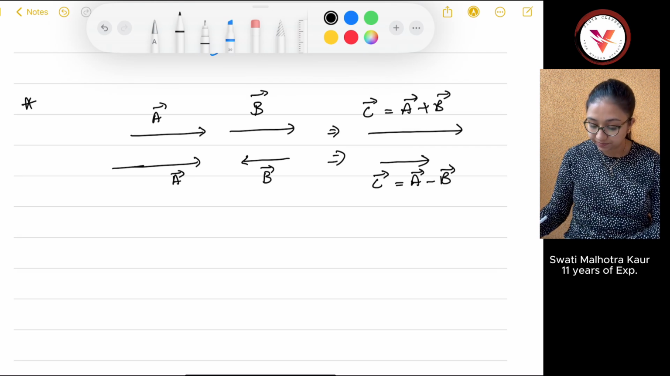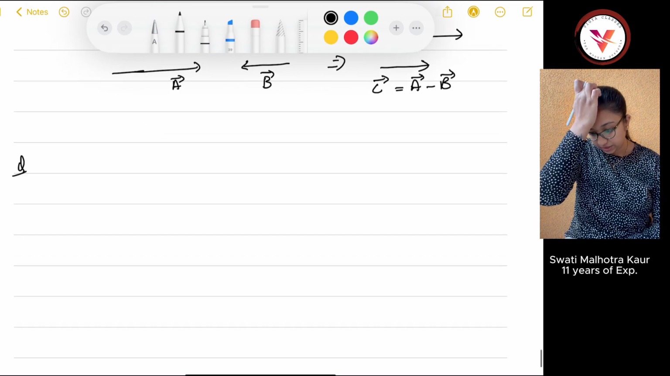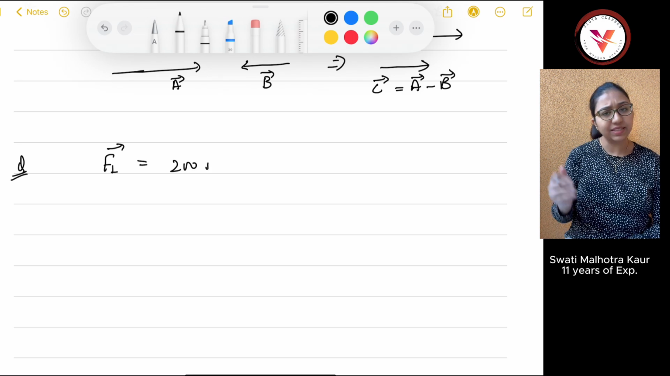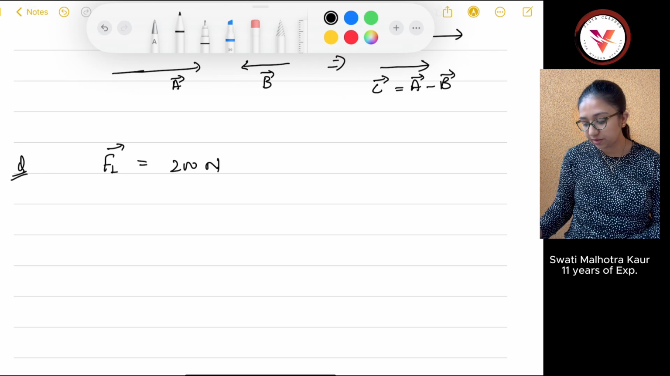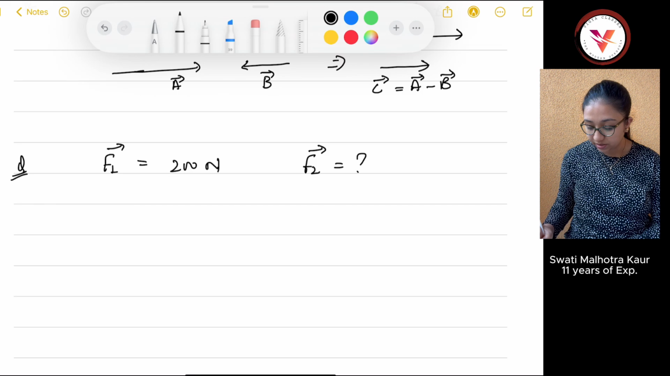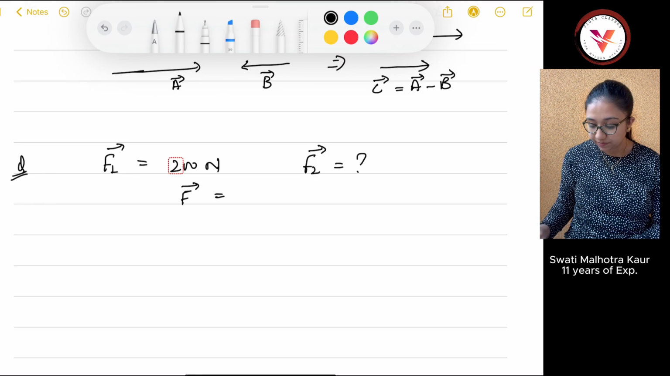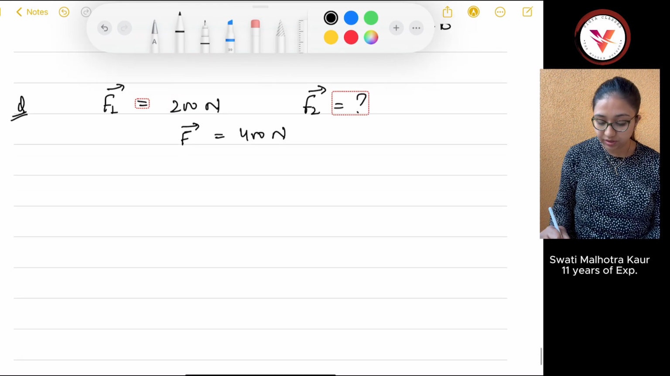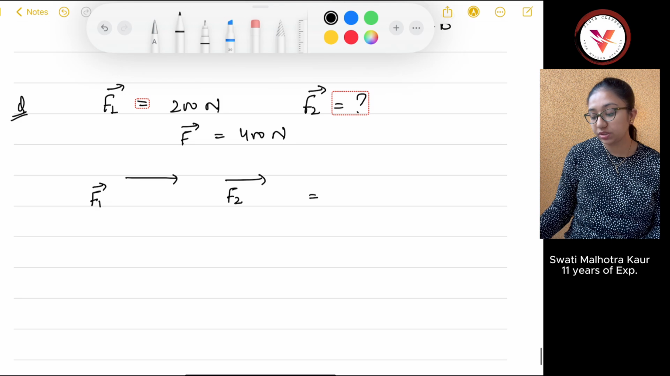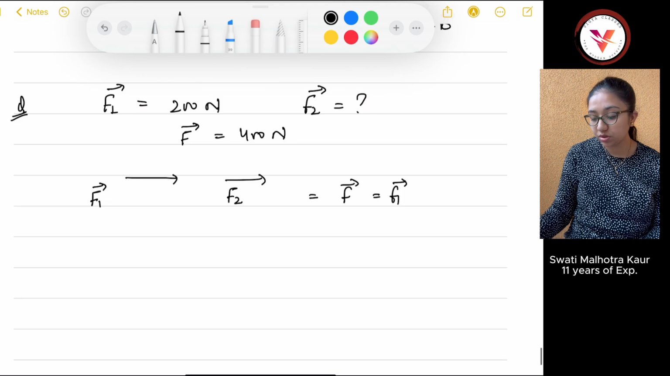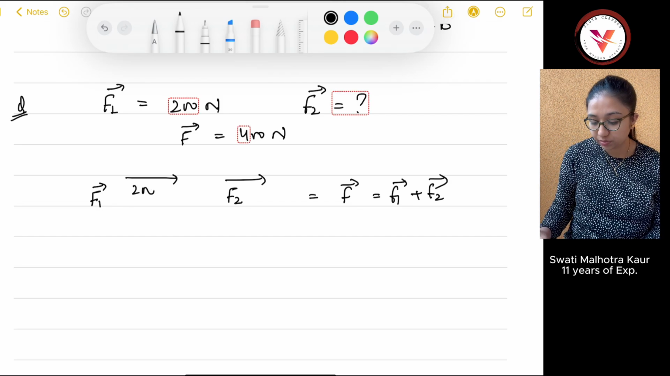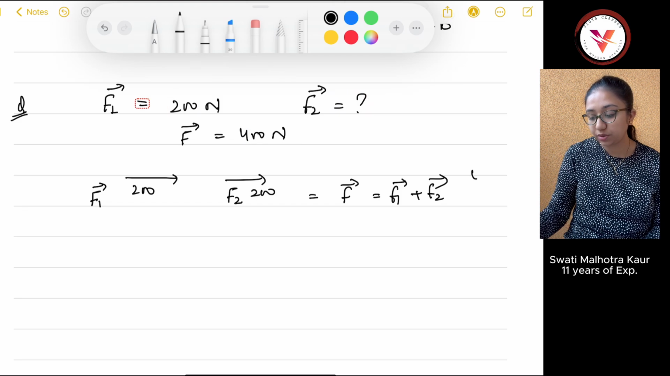Fine. For example, let's take a question in which you have this F1 force to be 200 Newton. Okay, and some second force is added to it, I don't know, but the resultant would be 400 Newton. Now, what would this F2 be? The first case is if F1 is there and F2 is also there, then the resultant force is basically the sum of both, F1 plus F2. So if this is 200, then this could also be 200, and the resultant would be 400 Newton.